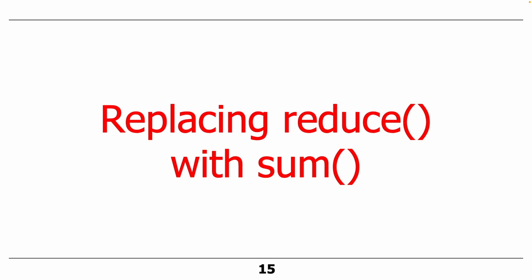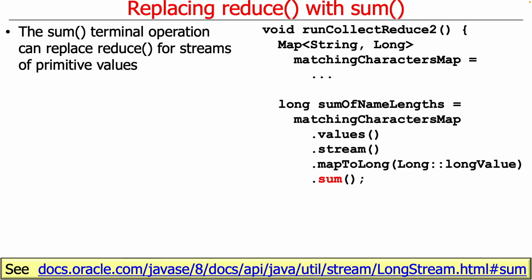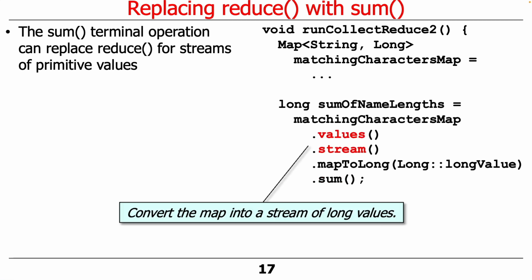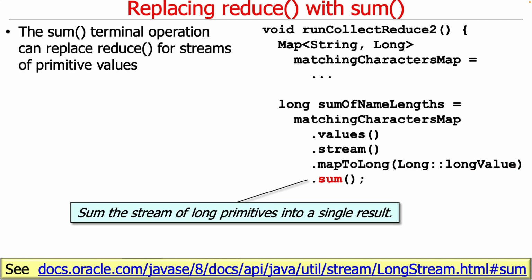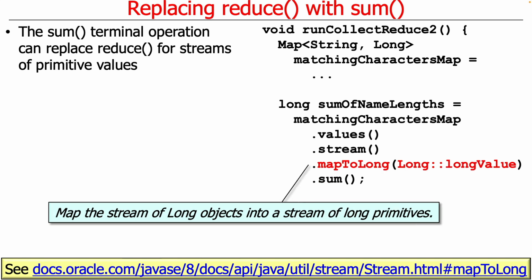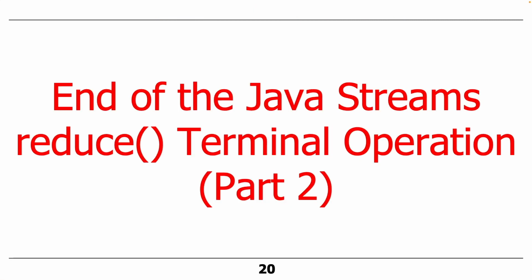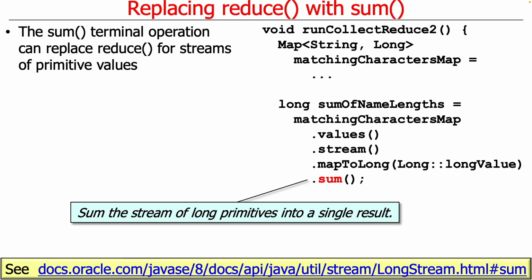I think the last piece of the puzzle here is replacing reduce with sum. There are situations where you can replace reduce with sum and arguably make the program easier to read. It can go either way on this one, but I'm just showing you the technique. In this particular case, we're using sum. The way it works is we take the character map, get the value set, and turn that into a stream. We then use map to long, so now we're going to have a stream of primitives. And once we have a stream of primitive longs, we can then sum those results together.